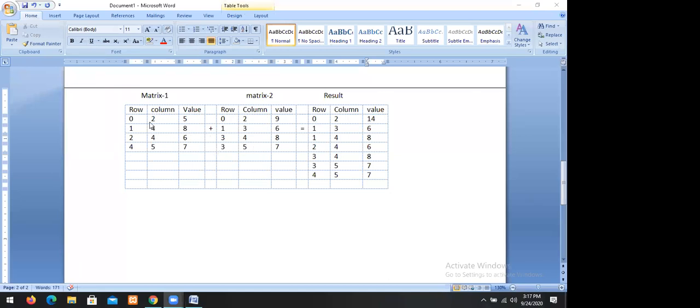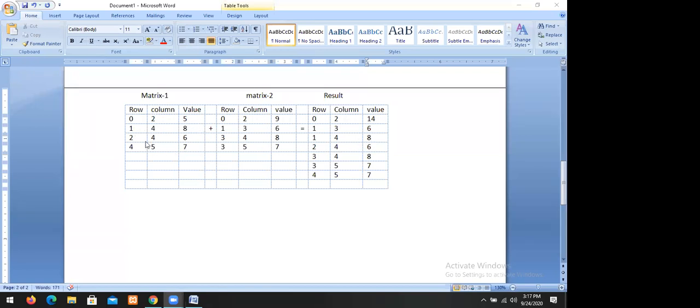So when rows are equal, columns are not equal, then move the lowest column value to the result. So here 136 is the result. We can move the 136 to the result. Again we go for 148 and 346. Are rows equal? No. If rows are not equal, then move the lowest row number value to the result. Lowest row is 148, it is moved to the result.